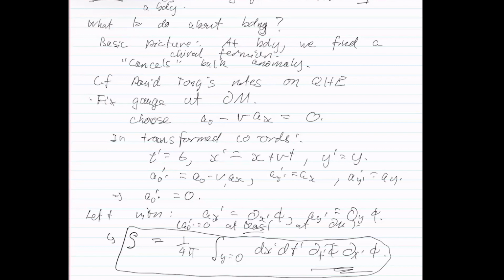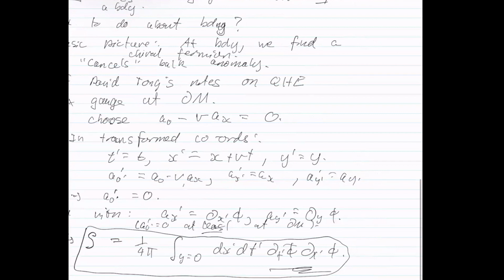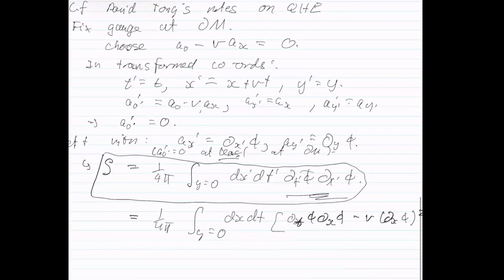Okay. So if I transform back, we're going to go back to x and t, right? And this looks like (∂_t φ − v ∂_x φ) ∂_x φ, okay? And so now we can see that this is one way of seeing that the Chern-Simons theory has the chiral boson at the boundary. So this is our chiral boson. And so how do we see that?